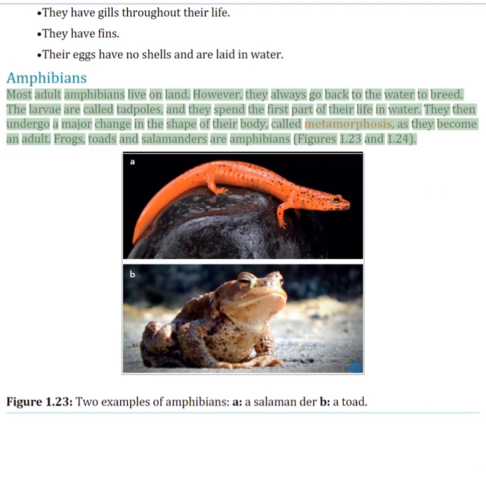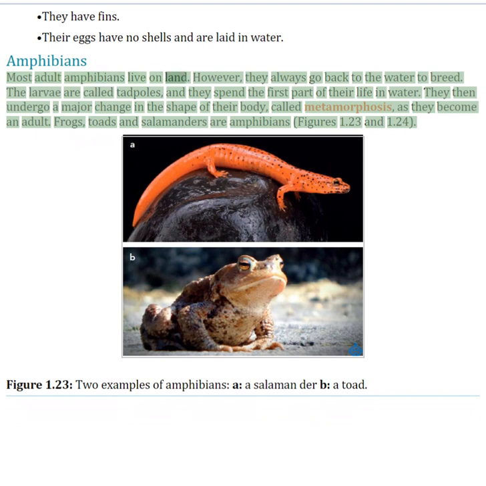Amphibians. Most adult amphibians live on land. However, they always go back to the water to breed. The larvae are called tadpoles, and they spend the first part of their life in water. They then undergo a major change in the shape of their body, called metamorphosis, as they become an adult. Frogs, toads and salamanders are amphibians.